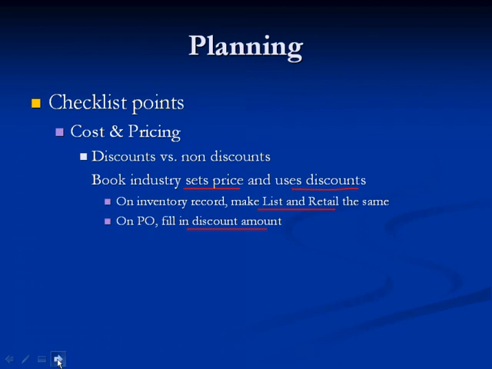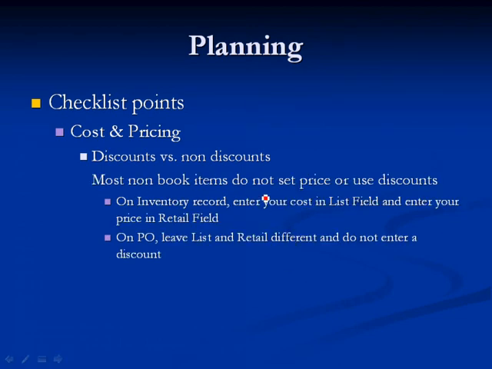Now let's talk about what happens when you're working with a non-discounted item. Typically, when you're working with a non-discounted item, the vendor is not going to tell you what you're going to sell it for, and thereby, they're not going to give you a discount. They're not going to use discounts when you purchase it. So they're going to say, well, I'll sell you the item for $5.99, and you decide what it's going to sell for. So how do you put that in Anthology?